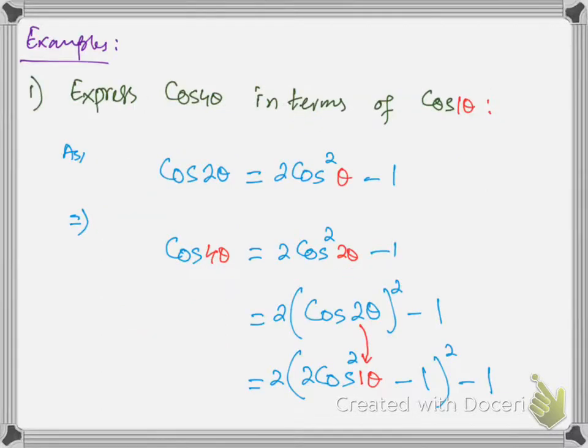Example: express cos 4 theta in terms of cos theta. This is one of the most important examples. See, we have 4 here. We cannot convert 4 directly into 1. We have to use double angle twice, because first we will go from 4 to 2 and then 2 to 1. So this is the way to convert 4 theta into 1 theta.